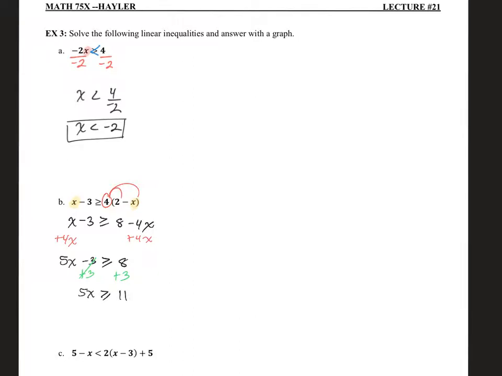Okay, I've got to get x by itself, so let's go ahead and divide by 5. Oh, do I need to flip the inequality symbol? No. I'm dividing by a positive number, so I do not need to flip the inequality symbol. I'm all good. So then I have x is greater than or equal to 11 over 5. And unless they ask you to answer in a specific way, that is a good simplified fraction.